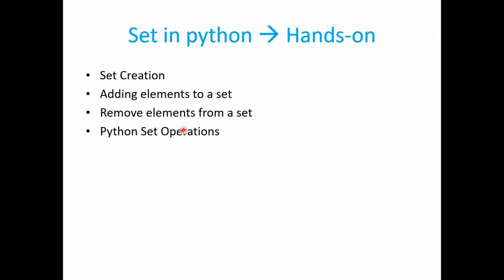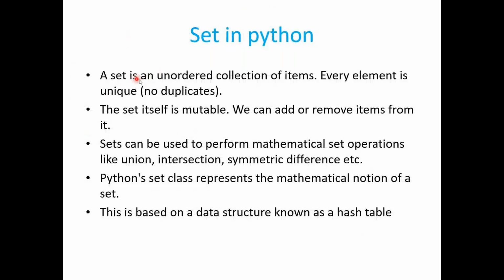So what is a set? Set doesn't maintain any order, hence it is called an unordered collection of elements. Every element is unique, no duplicates there. So set is again mutable, similar to a list. We can add the elements, remove the elements, etc. And we can also perform some operations such as union, intersection, difference, symmetric difference, etc. This last point is important.